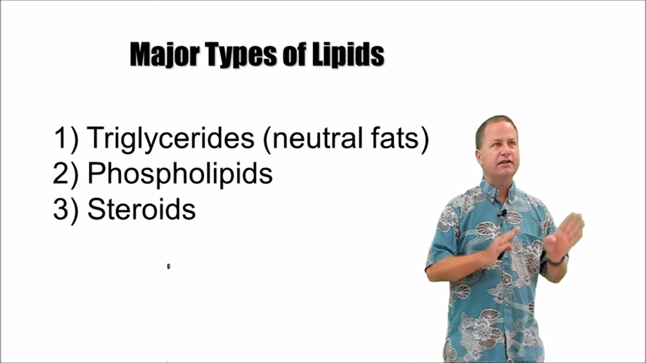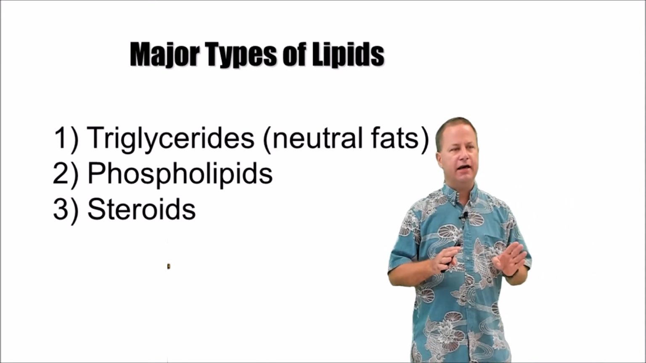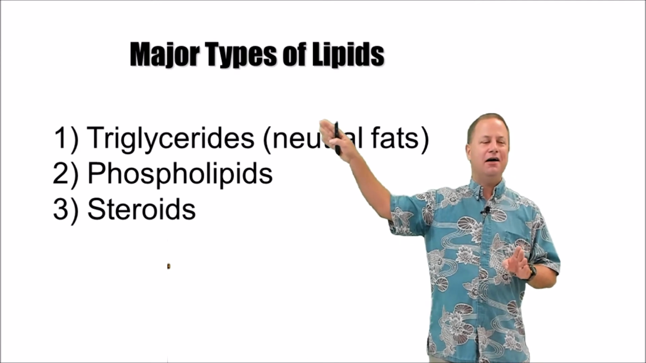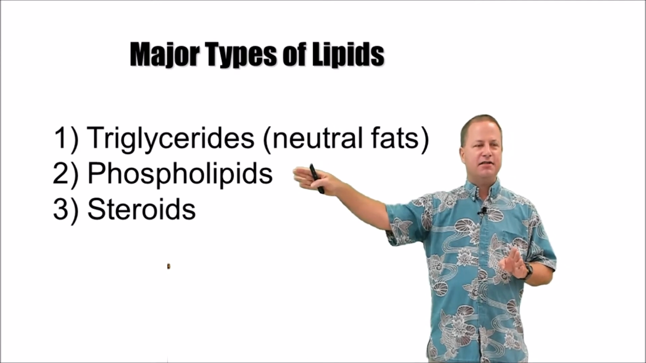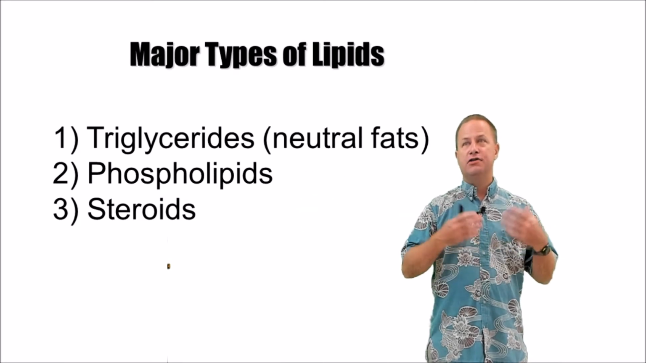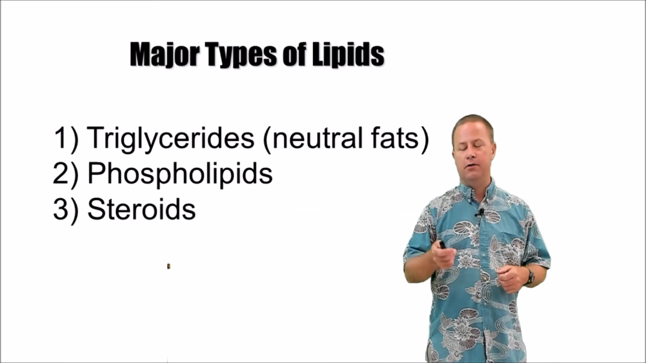Okay, so there are 3 different types of lipids that we need to talk about here today. The first are the triglycerides. These are the neutral fats. These are the ones you love to eat in the food that you eat. And then we have something called phospholipids found in cell membranes. And finally, the steroids, which we'll talk about, form the basis of some hormones.